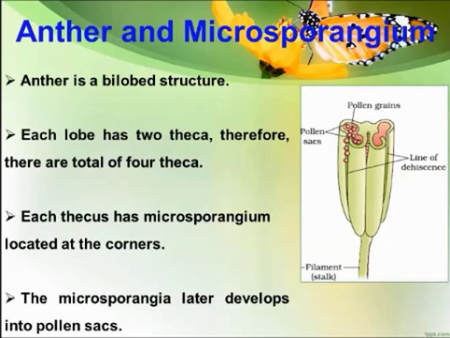We have previously discussed the anthers, their structure and function. Let's just quickly recollect what we have learned previously. As you have studied earlier, anther is usually a bilobed structure. Each lobe has two theca. Therefore, a total of 4 theca, also called tetrathecous. Each theca has microsporangium located at the corners. The microsporangia later develop into pollen sacs that contain pollen grains.